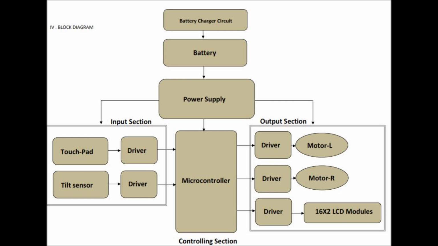The next block is batteries. Here batteries provide the portability of the wheelchair. We use two 12 volt 18 amp lead acid batteries as the source for the motors and circuit as well. To charge the batteries, we have designed a battery charger circuit with a 555 IC which cuts off the battery at 14.4 volts, with special protection.